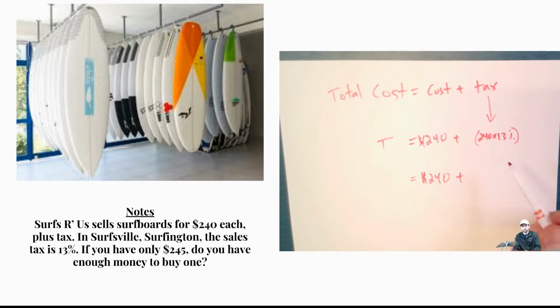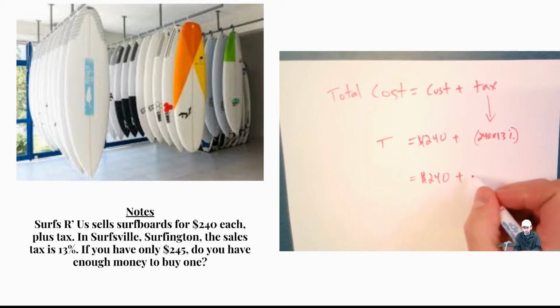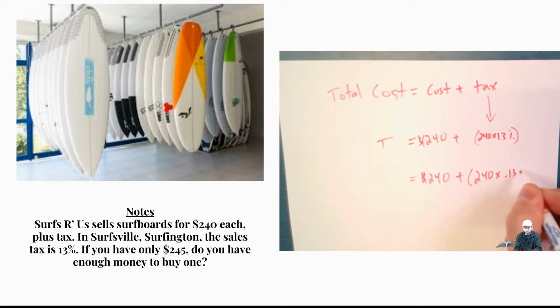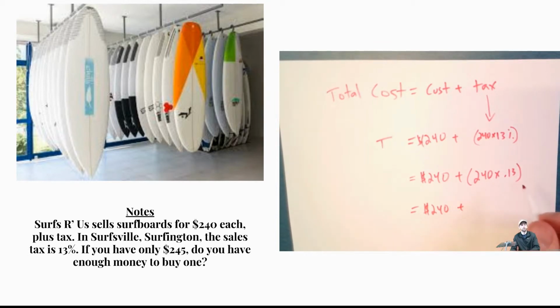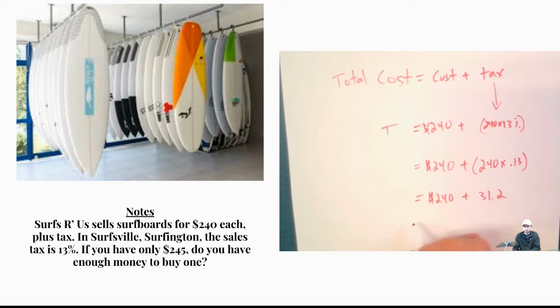Now, before you can multiply by 13%, if you don't recall, we're going to change that percent into a decimal. What is 13% as a decimal? That's right, 0.13. So 240 times 0.13. When we multiply that all out, so we have $240 plus, now 240 times 0.13, if we put it into a calculator, you would have ended up with 31.2. Add that all together, and we find our total cost is $271.20.